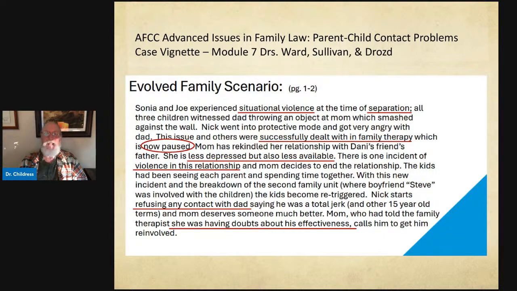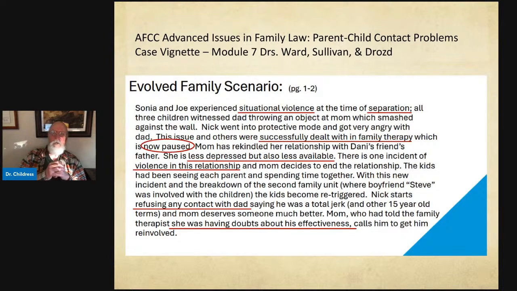So now it's interesting that these issues and others were successfully dealt with in family therapy. Okay, keep that in mind. Family therapy was successful, which is now paused. Interesting. Why is it being paused? Probably because it was so successful. Everything was fixed, right? Mom is less depressed. It doesn't say she's not depressed.